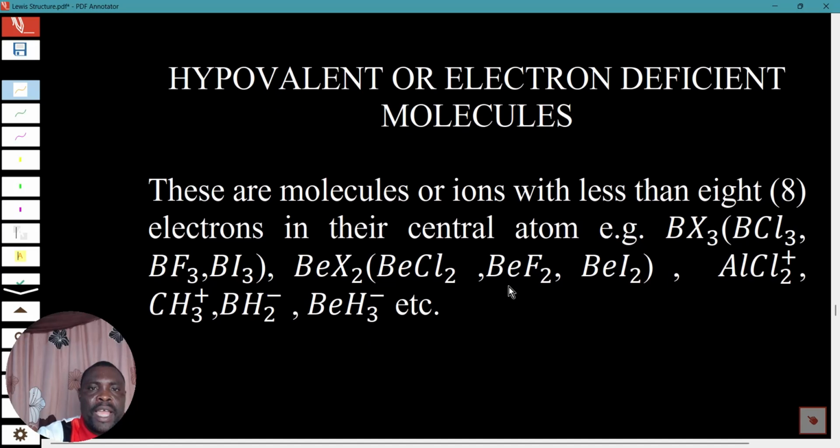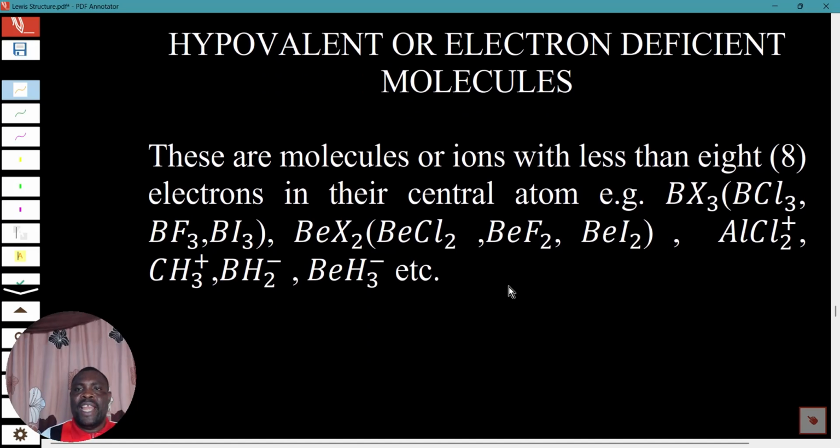The second type is the hypovalent or electron deficient molecules. They simply have less than 8 electrons in their Lewis structure. Now, if you look at BF3, we have discussed BF3 in our previous classes. Now, this is the Lewis structure of BF3.